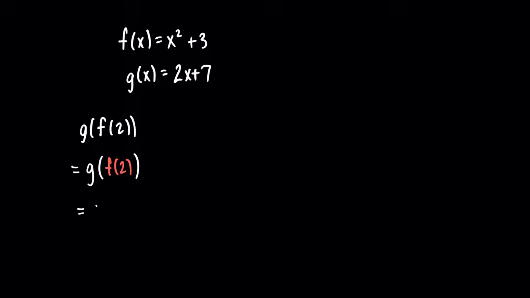We get g of, what is f of 2 actually? If we go back up to f of x here, what's f of 2? That would be 2 squared plus 3. Because all we're doing, look at what f is. F is a function that takes inputs, squares them, and adds 3. So we'll square our input and add 3. 2 squared is 4 plus 3 is 7. So f of 2 is just 7.